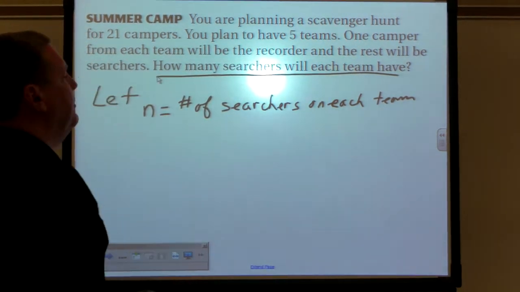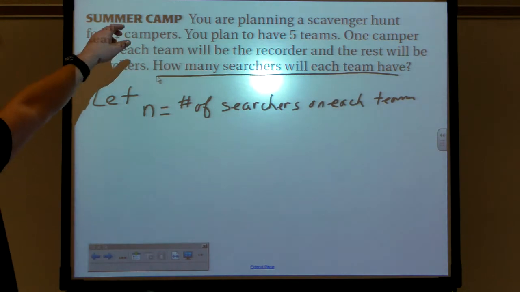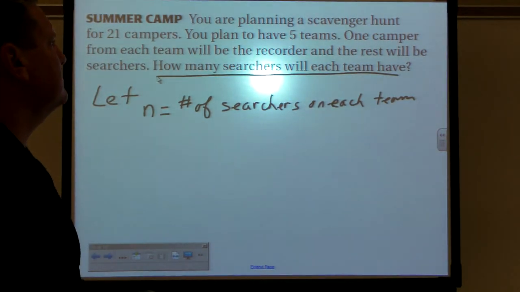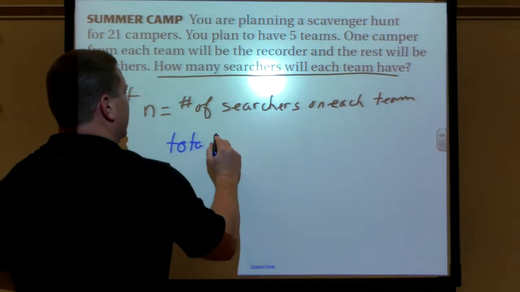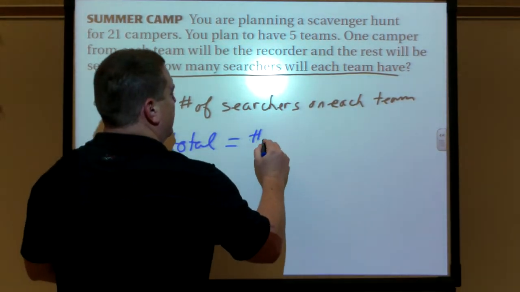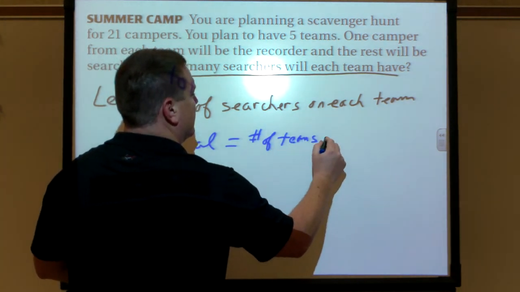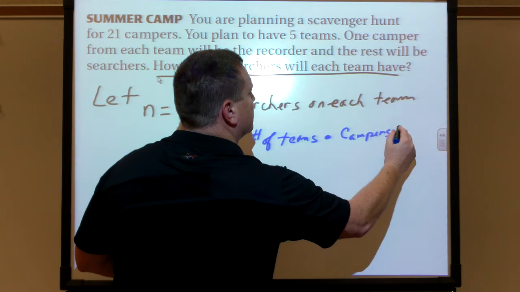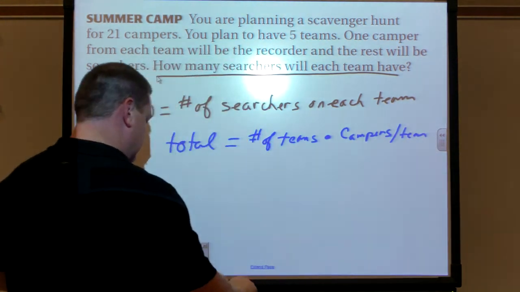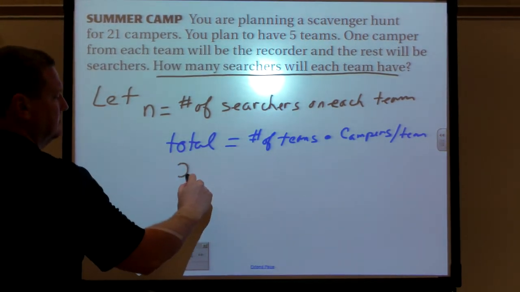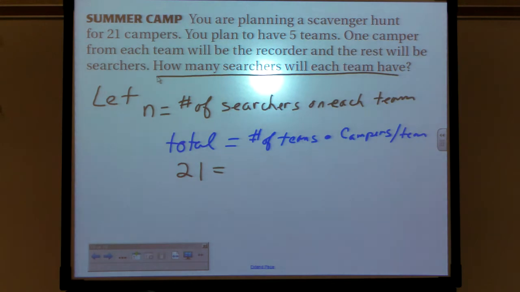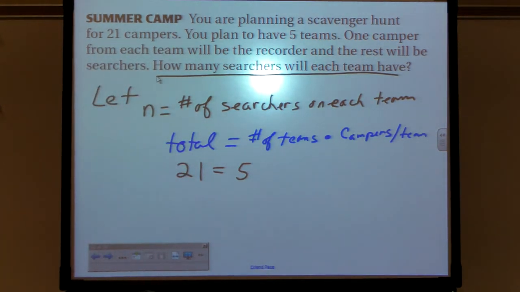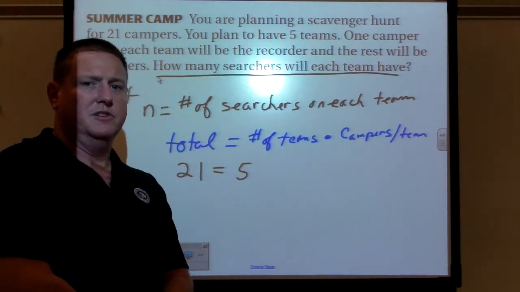Okay. Now, how do we come up with an equation here? Well, I have a total of 21 campers. I know that I have 5 teams. If I knew how many people were on each team, I could just multiply by 5. Okay, so all I got to do is take total campers and let it equal number of teams multiplied by campers per team. All right, I know what the total is, 21. I know what the number of teams are, which is 5. What I don't know is how many campers there are per team.